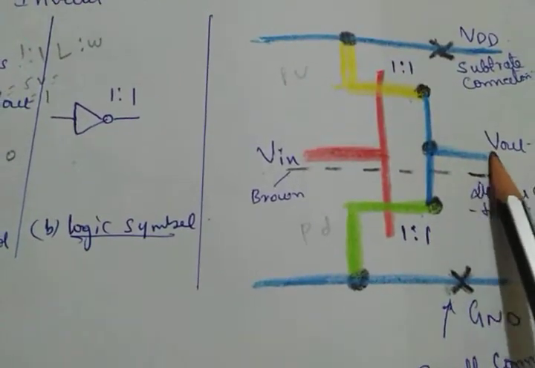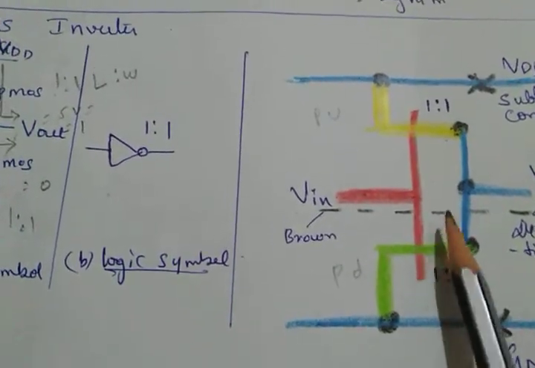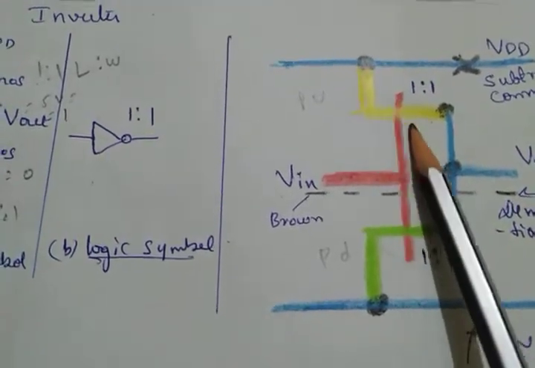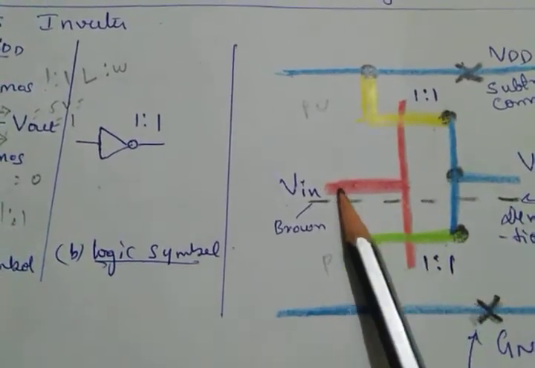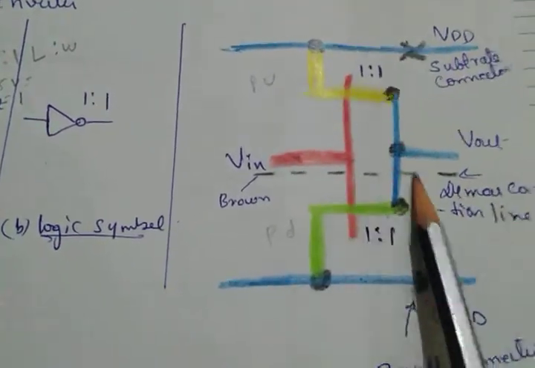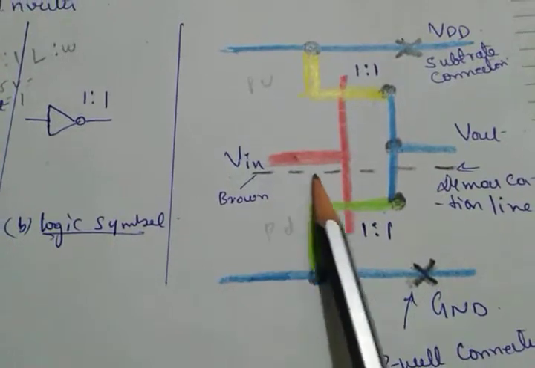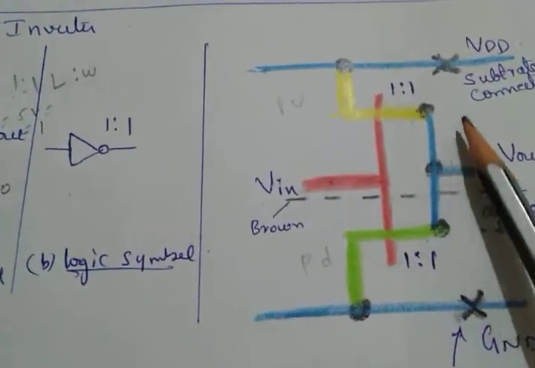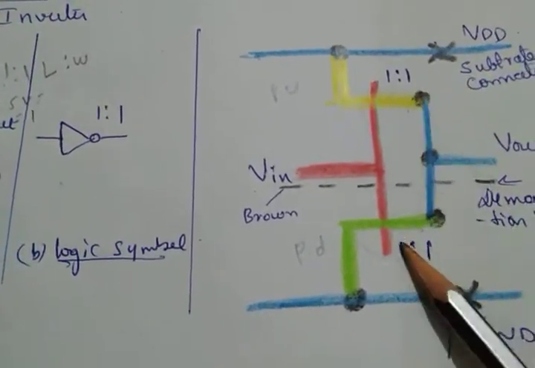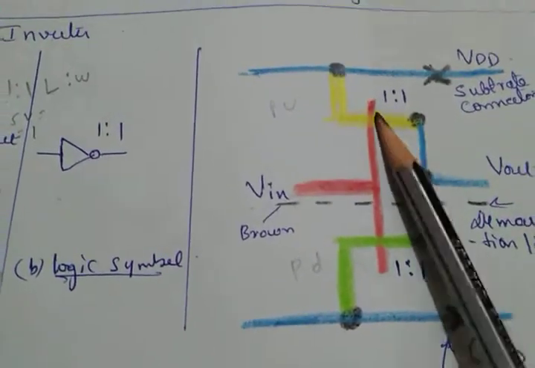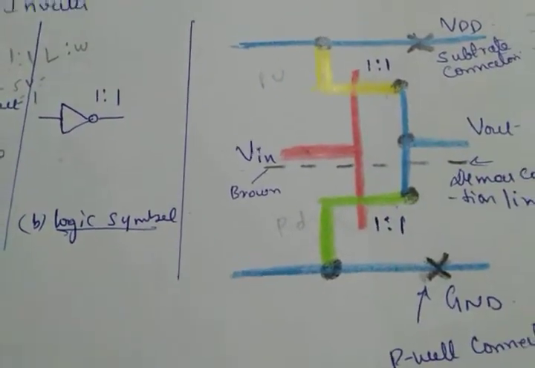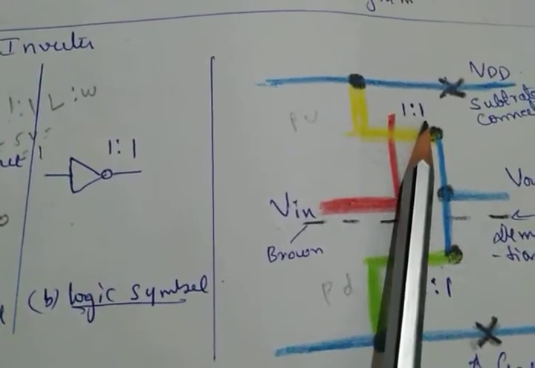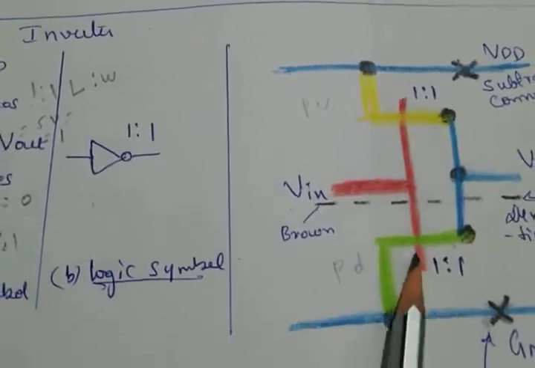The output is indicated by the blue line, and the polysilicon here forms the transistor, and here also one more transistor, the PMOS transistor and the nMOS transistor. Here I'm giving the input, and this is the demarcation line, which differentiates the pull up region and the pull down region. Here I am considering the length into width to be the same. In CMOS we can't take different ratios, we consider only 1:1 and 1:1 for length into width.